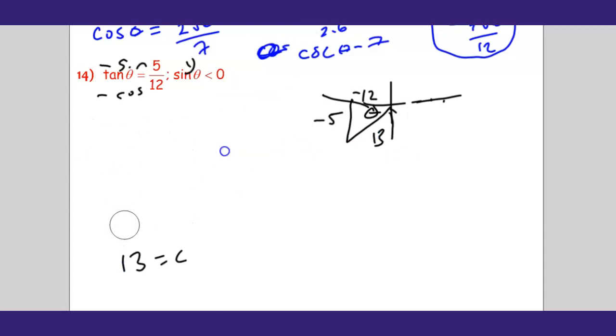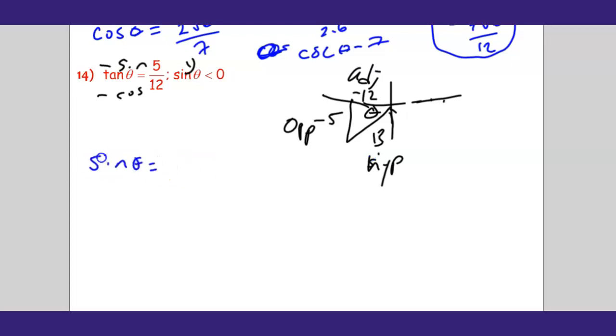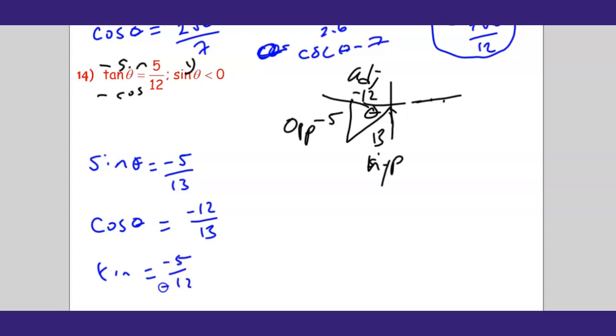If we label all our parts, opposite, adjacent, hypotenuse, we can find our 6 trig functions. So sine is going to be negative 5 over 13, which they told you sine is less than 0, which means it's negative. Cosine of theta is negative 12 over 13. Tangent we know is negative 5 over negative 12, which is a positive 5 over 12, which is what we got.